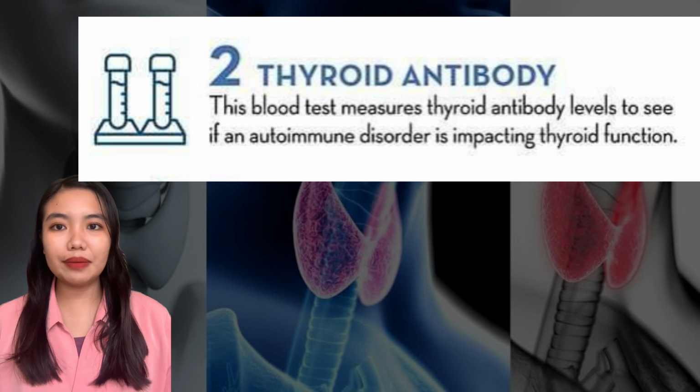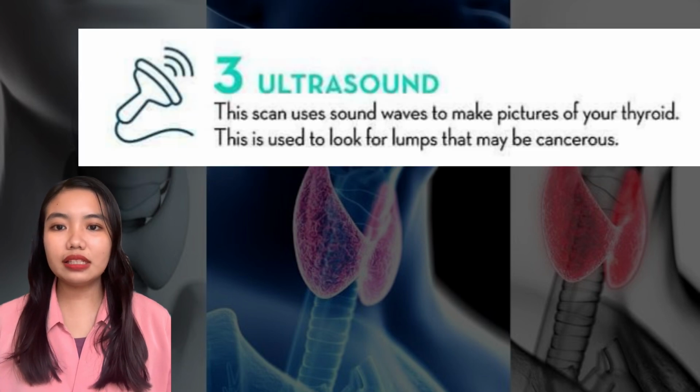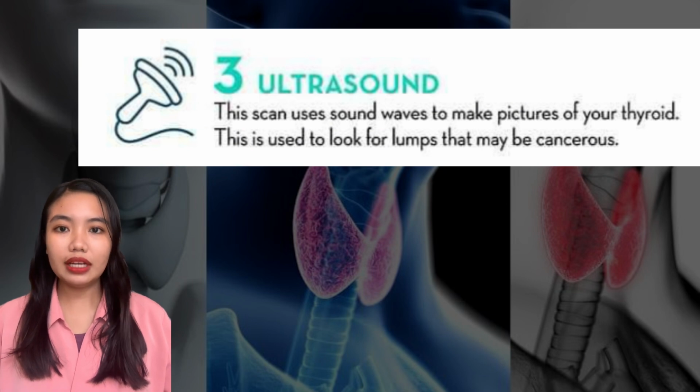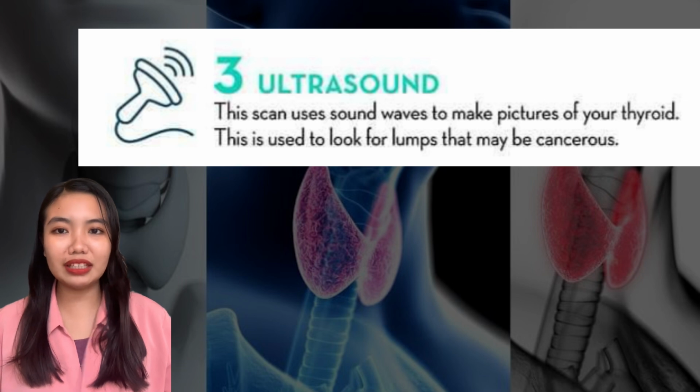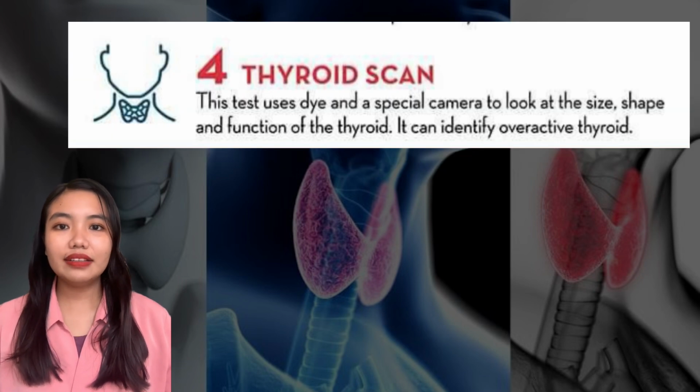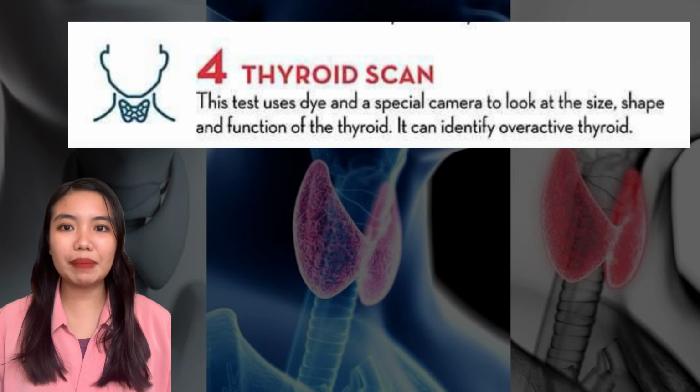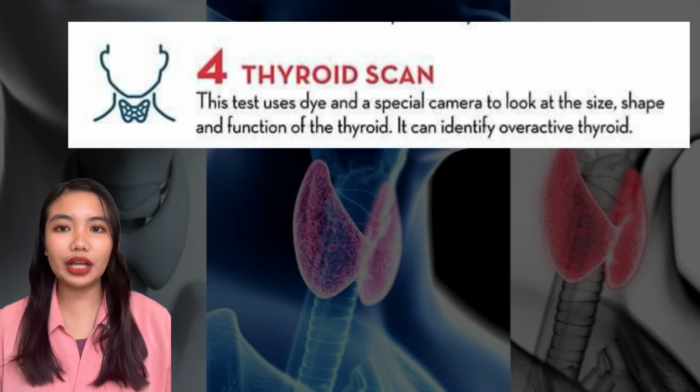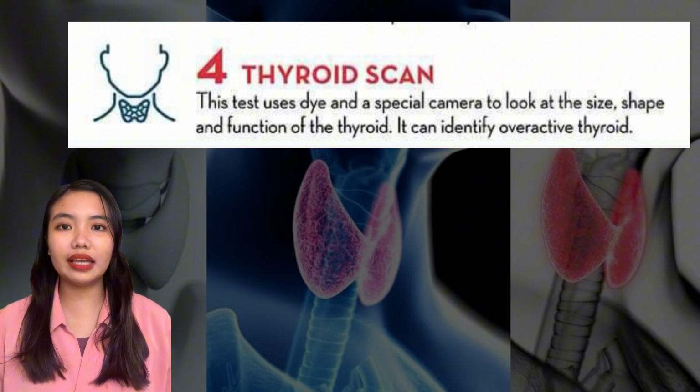Second is the thyroid antibody test. This blood test measures thyroid antibody levels to see if an autoimmune disorder is impacting thyroid function. Third is the ultrasound. This scan uses sound waves to make pictures of your thyroid. This is used to look for lumps that may be cancerous. And last but definitely not the least is the thyroid scan. This test uses dye and a special camera to look at the size, shape, and function of the thyroid, and it can identify an overactive thyroid.